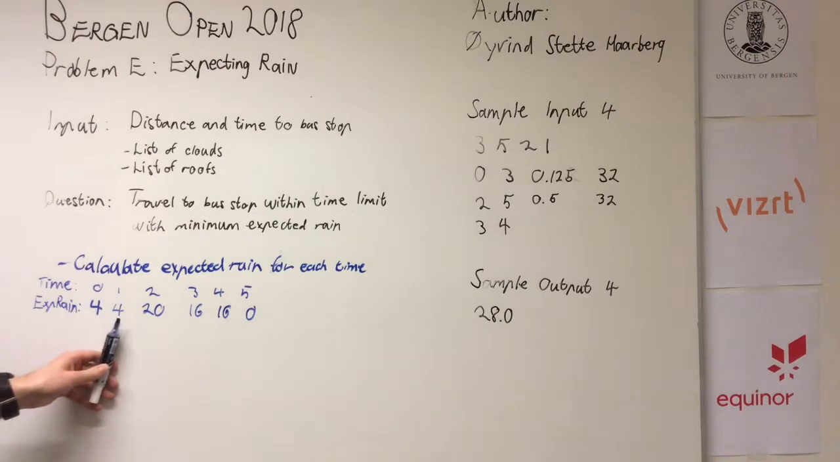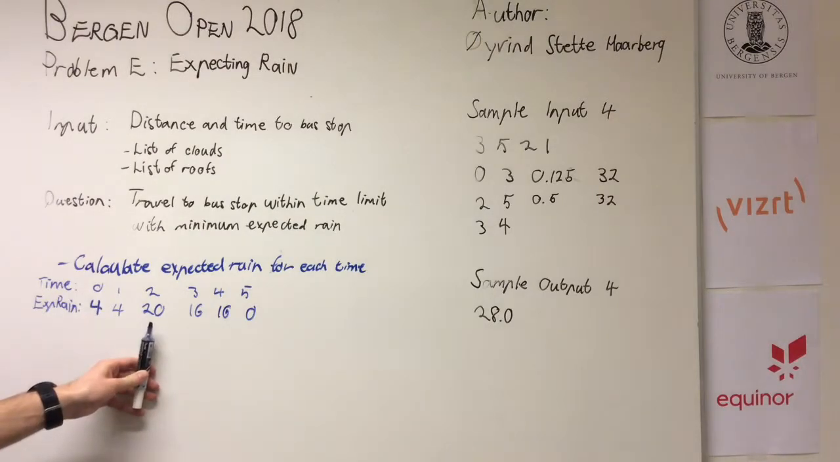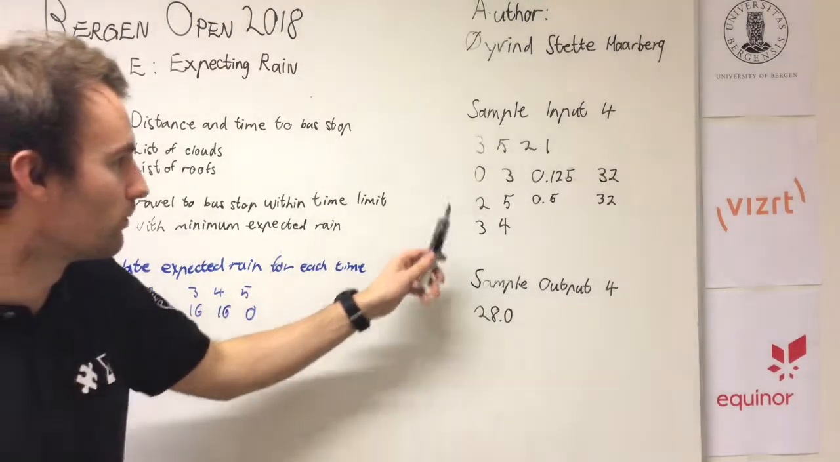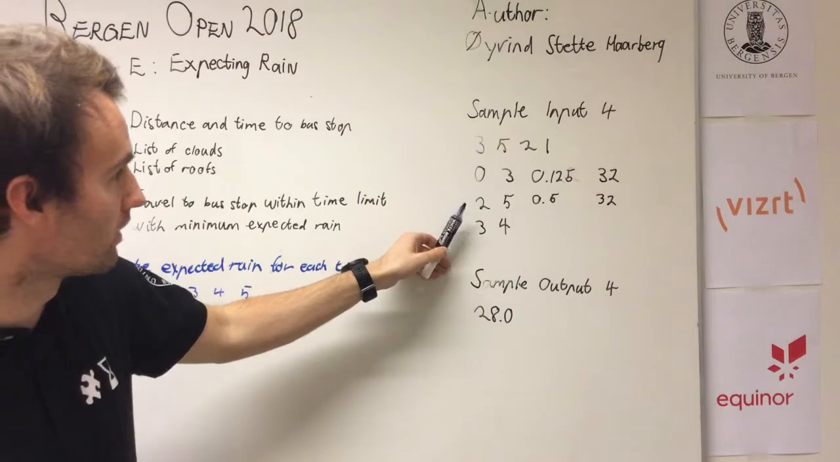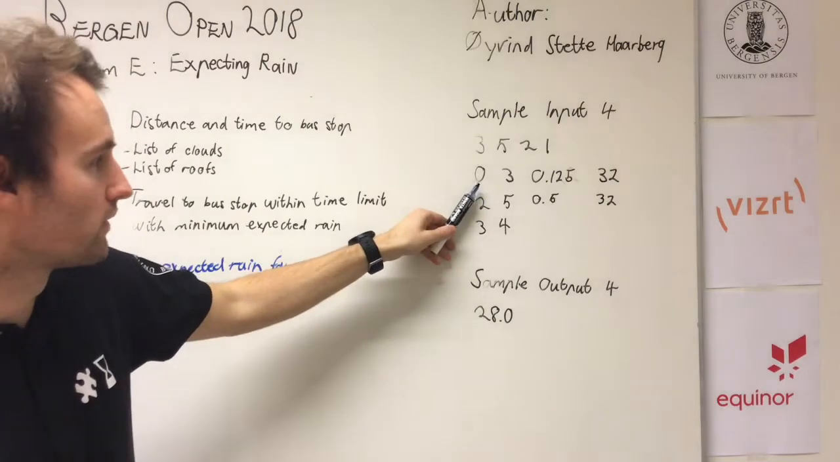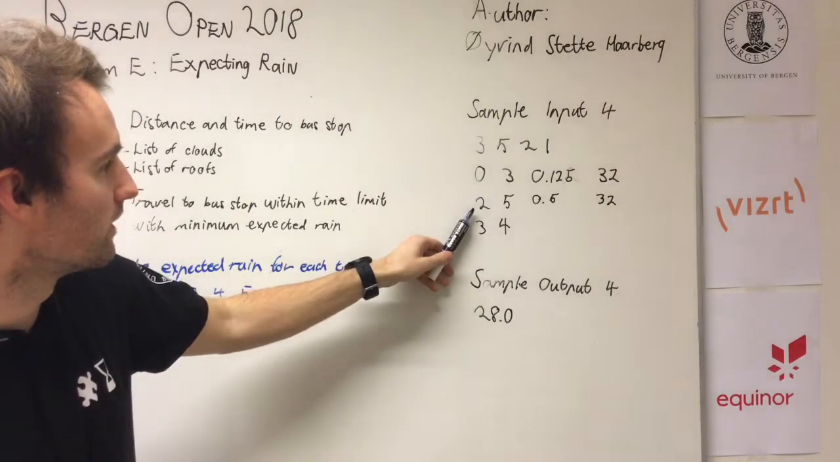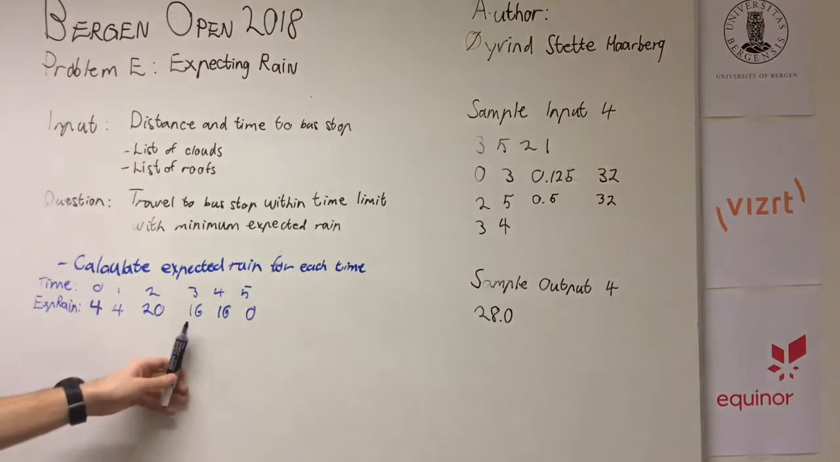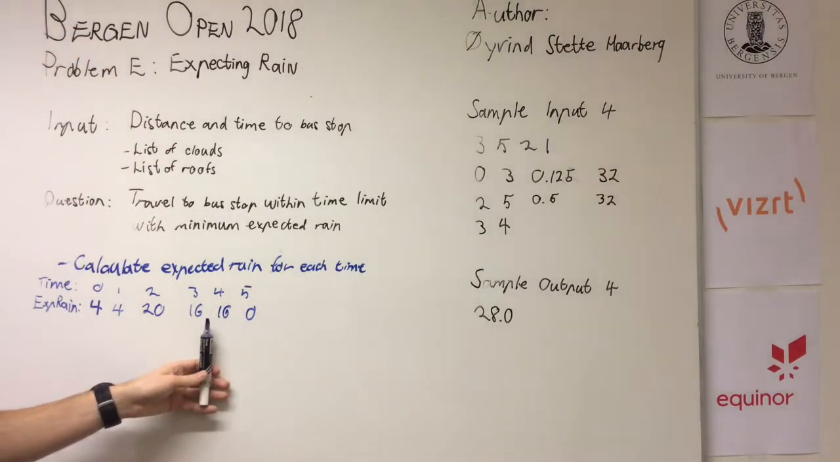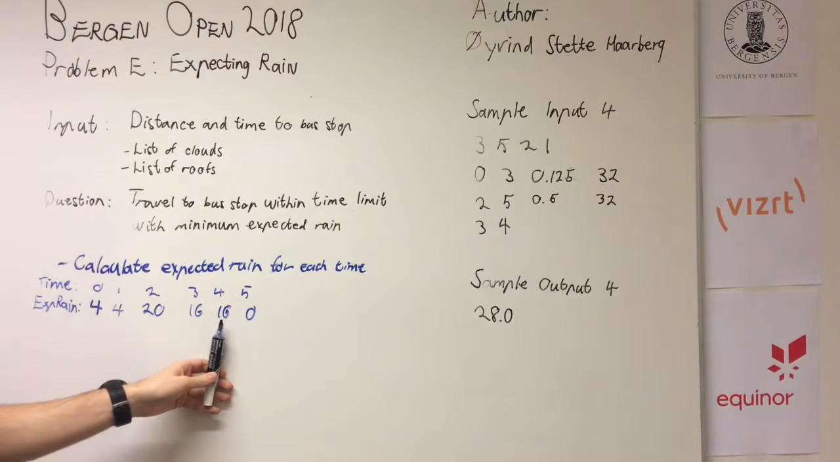For time 0 and 1 we expect 4 millimeters of rain, but for time 2 we expect 20 millimeters of rain because we expect rain from both the first and the second cloud. We expect 4 millimeters of rain from the first cloud and 16 millimeters from the second cloud. And for time 3 and 4 we expect 16 millimeters of rain.